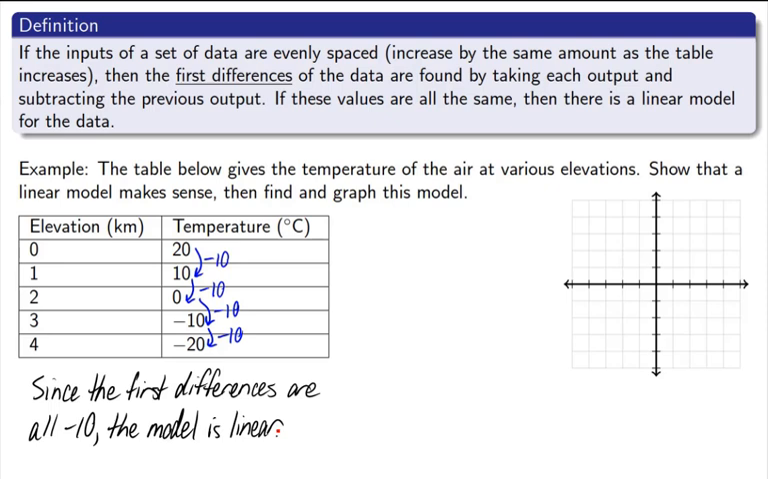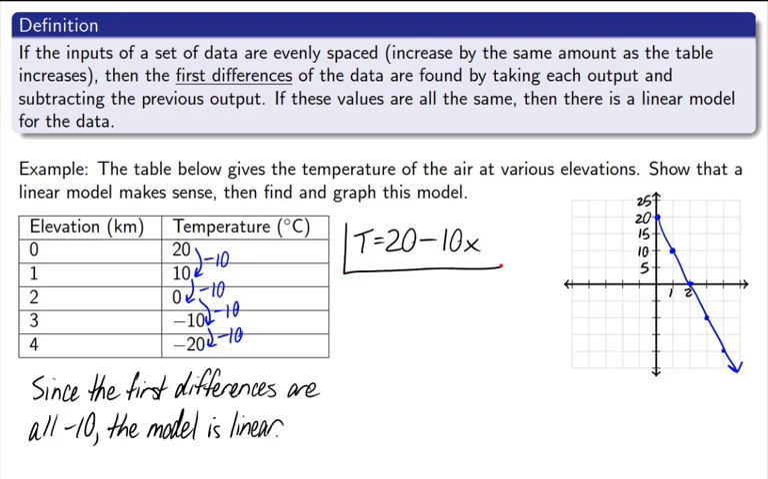So now let's just find a graph for this, and let's also write down the model. Using the same rule that we did a moment ago, we've got temperature, which I'll call T. The starting temperature was 20, and then the differences were 10, and the elevation we'll just call x. So there's our model for this, and then let's plot these points that we were given. I'm going to go by 5s for this example, and we'll go by 1s on our usual scale. So we have 0, 20; 1, 10; 2, 0; 3, negative 10; and 4, negative 20. And so we can draw the line that passes through these points, and that is our linear model. You'll notice that the temperature continues to drop as the elevation rises, which does seem to make sense in general.